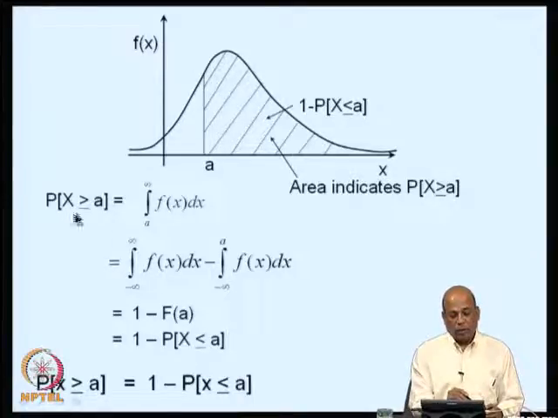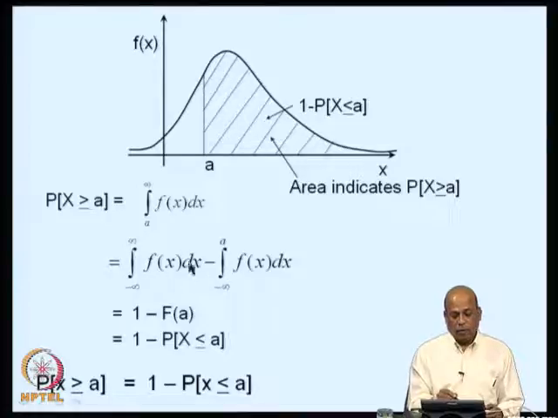So, we write the probability of X being greater than or equal to a as the integral from a to infinity, because we are talking about this region here, of f of x dx. So, you are integrating the PDF with respect to x over this region. Now, this I can write as this entire area, the integral from minus infinity to plus infinity of f of x dx, minus the area up to this point, that is the integral from minus infinity to a of f of x dx.